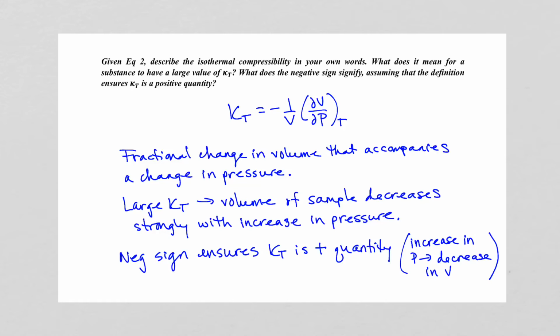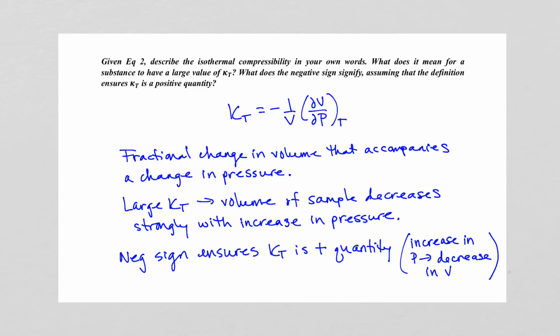Okay, so this is a summary of what the kappa T, or the isothermal compressibility coefficient, describes for us. And again, just remember that negative sign that we have included here really is just there to ensure that kappa T is a positive quantity, okay, and that fits with the idea that as we increase our pressure, we're going to decrease the volume of our substance.